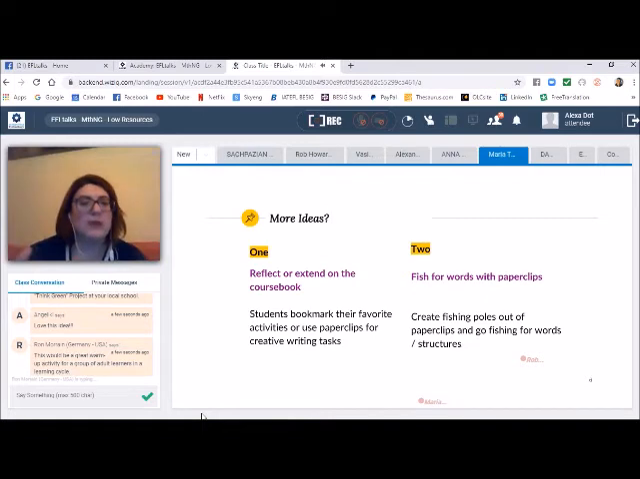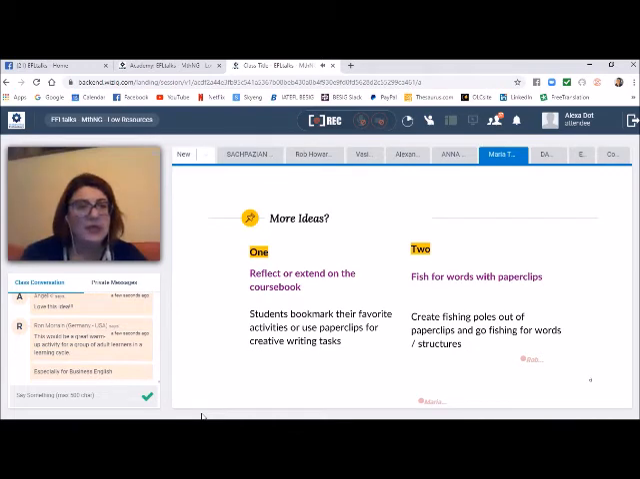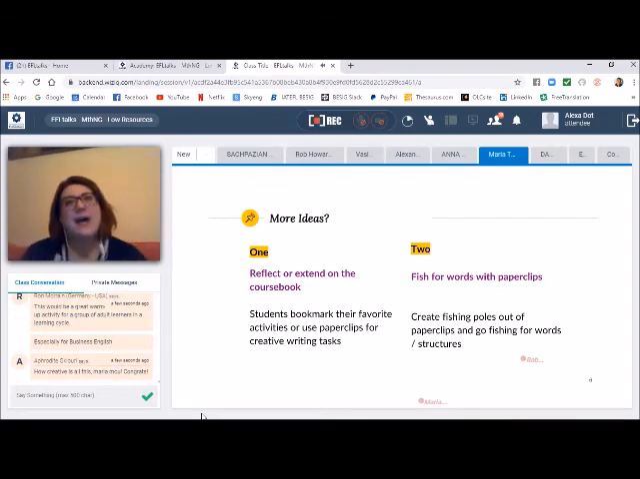So students, for example, can bookmark their favorite activities, and of course, explain why they feel this way about this particular activity or this particular task. And I like using paper clips for tasks where they have to extend the existing task. What I mean by that is that, for example, if they like a specific writing task, they have to suggest how this task can become more creative. They have to suggest a way of improving the task.